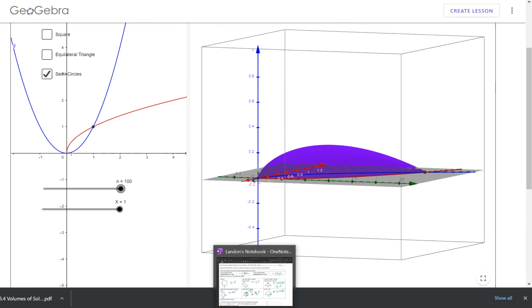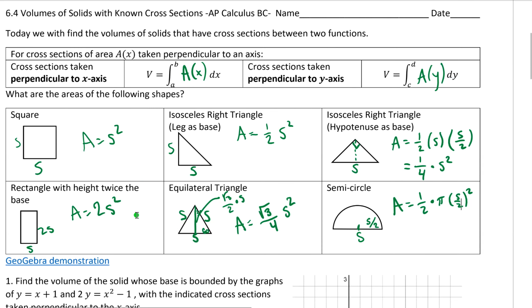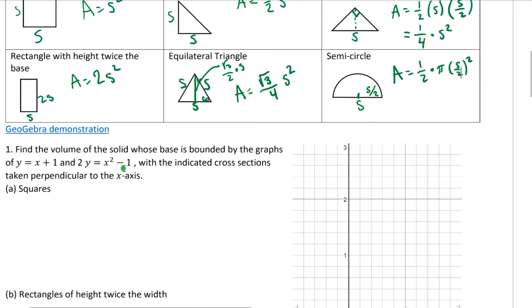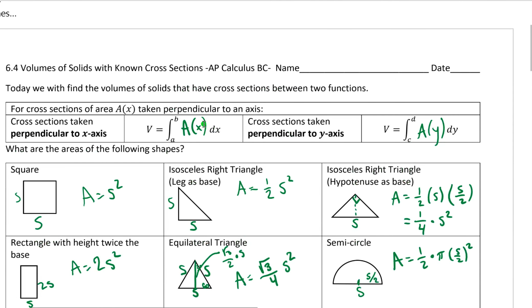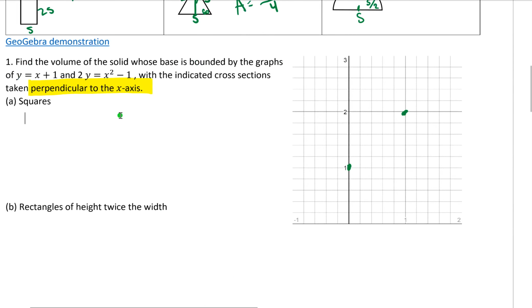Let's go back to our notes and let's try some of these. I'm so excited. The most difficult thing about doing these is going to be finding the area of those shapes. Find the volume of the solid whose base is bounded by the graphs of y equals x plus 1, that's a nice, easy graph to graph, and y equals x squared minus 1, with the indicated cross sections taken perpendicular to the x-axis. That's quite important wording right here: perpendicular to the x-axis. That tells us that we are going to be using dx. Keep that in mind.